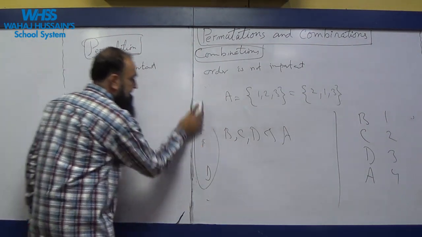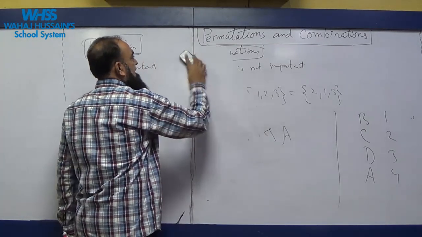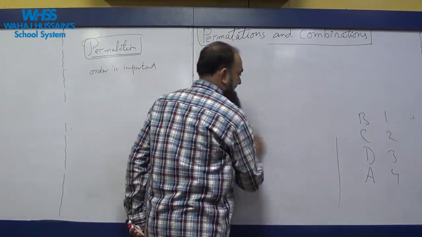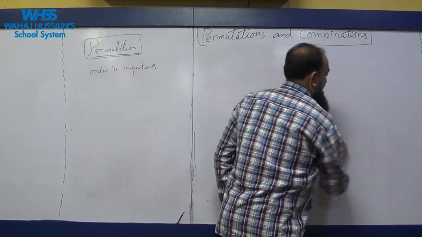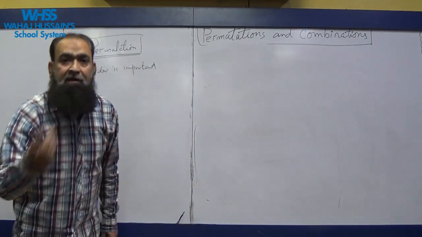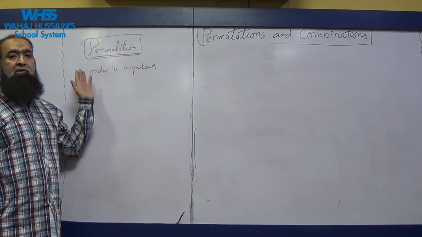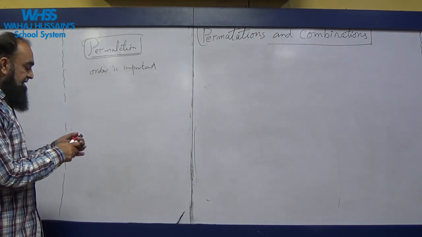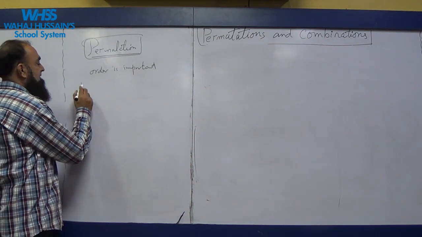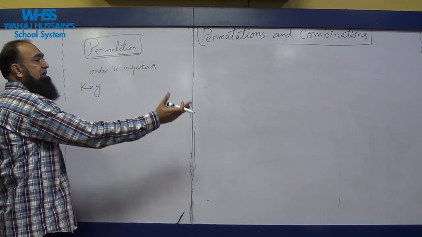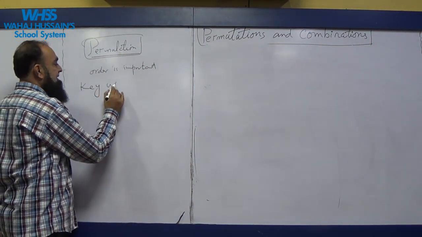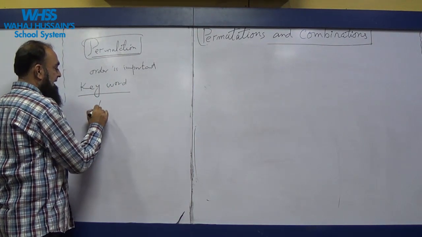Now I am coming to permutation only. In the next lecture I will explain combination. I am just confining myself to permutation, that is, order is important. What is the key word? How can we judge whether the question belongs to combination or permutation? The key word is arrangement.